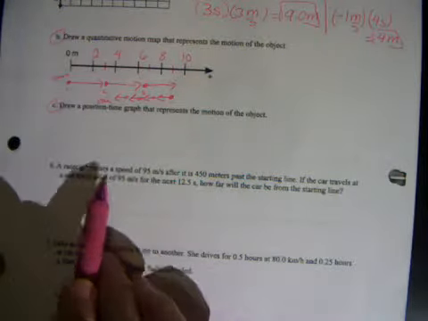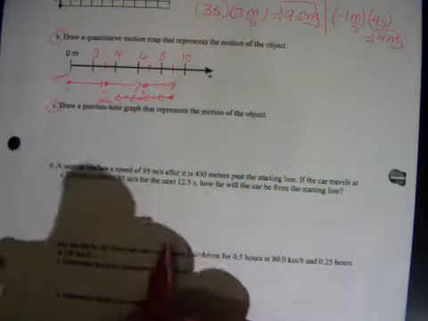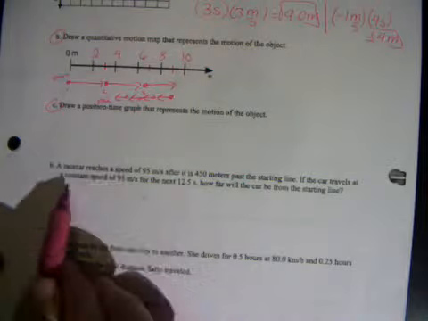That is a race car. So a race car reaches a speed of 95 meters per second after it is 450 meters past the starting line. If the car travels at a constant speed of 95 meters per second for the next 12.5 seconds, how far will the car be from the starting line?